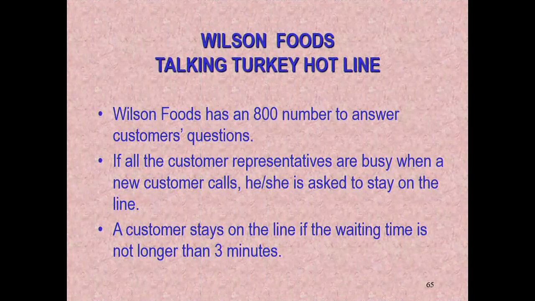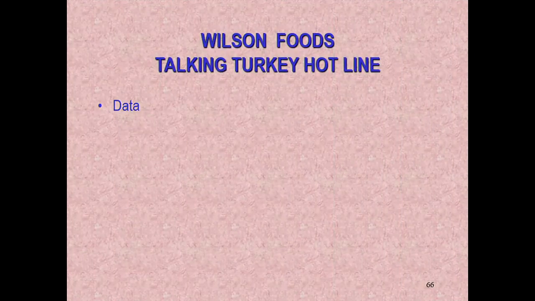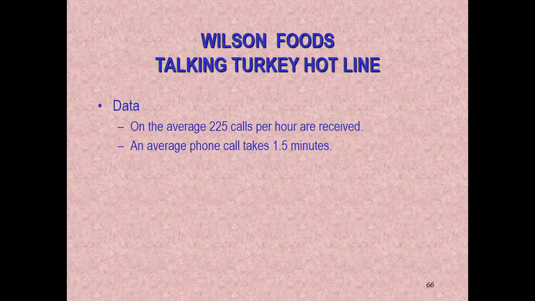This is an old example, but I guess it's a timely example since Thanksgiving is coming up. Wilson Foods has an 800 number to answer customer questions. If all the customer representatives are busy, when a new customer calls, he or she is asked to stay on the line. The customer stays on the line if the waiting time is not longer than 3 minutes. I'm not going to talk about that right now. On the average, 225 calls per hour are received. I don't know if it says it, but it's a Poisson arrival process, so it's an M/M/s queue.